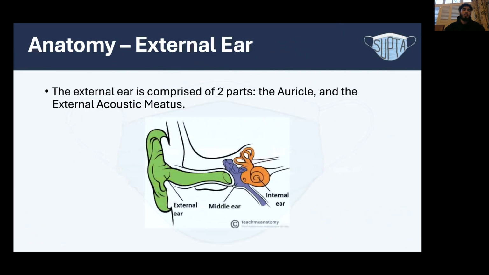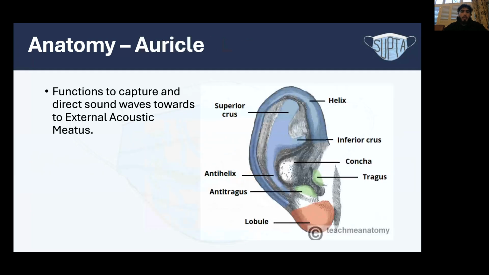So firstly, we'll just look at the anatomy of the external ear. We divide the external ear into two parts: the auricle, also known as the pinna, and the external acoustic meatus. The auricle is a paired structure. That's the bit that we can see on the side of everybody's heads. It functions to capture and direct sound towards the external acoustic meatus. It's mostly a cartilaginous structure, the only exception being the lobule, which is the red part at the bottom. That's the only part not supported by cartilage.